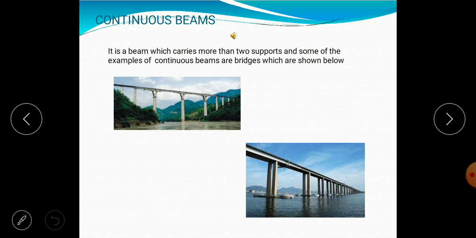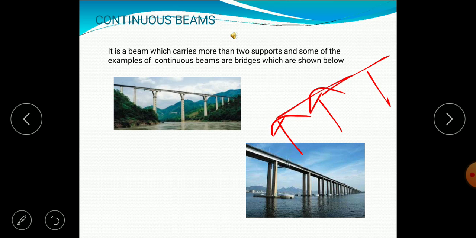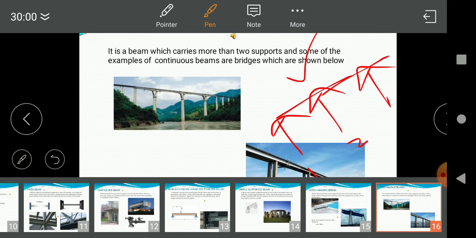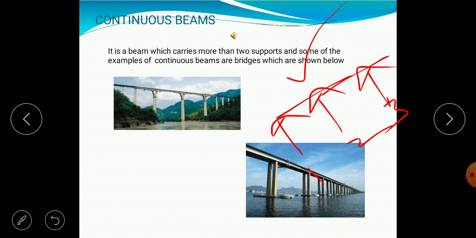Next one is the continuous beam. Whenever a beam is provided with more than 2 supports, then the beam is known as a continuous beam. Here how many supports are there? 1, 2, 3. So 3 supports. More than 2 supports, then this beam is known as a continuous beam.